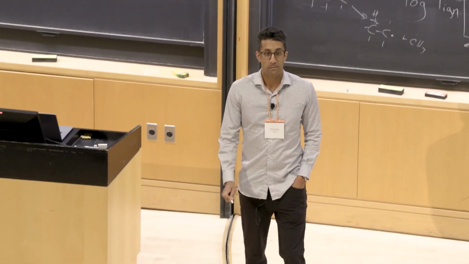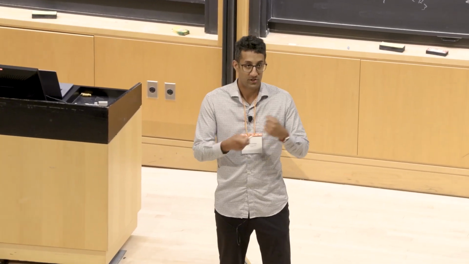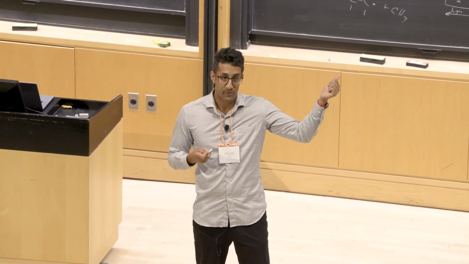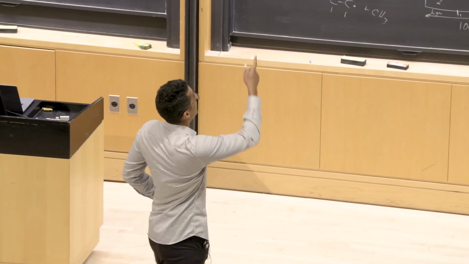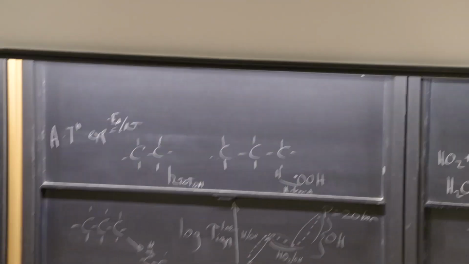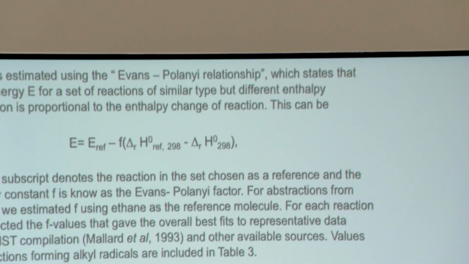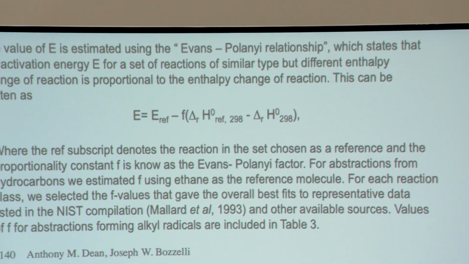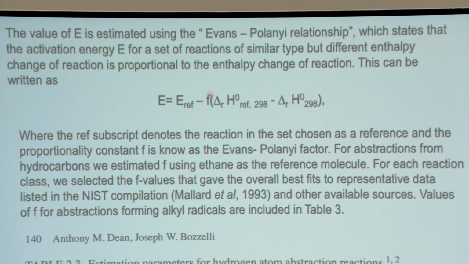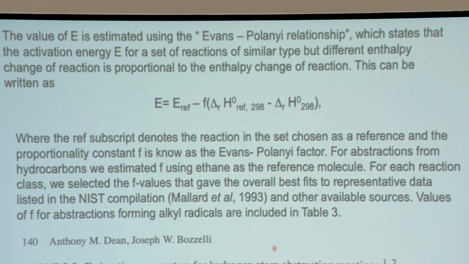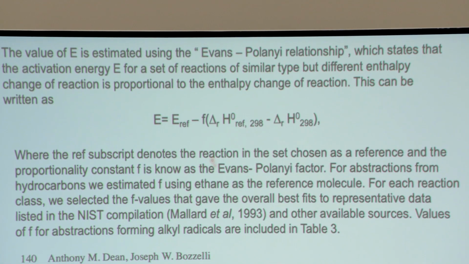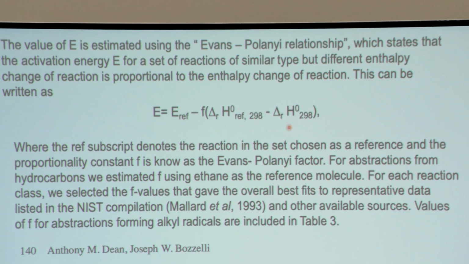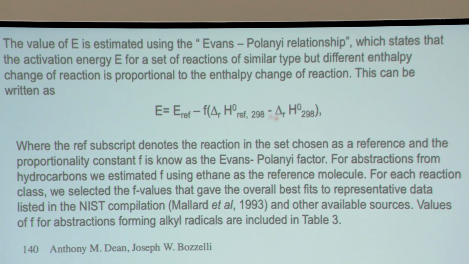And that's based on the bond dissociation energy, because different molecules have different bond dissociation energies. So the only thing that changes in your rate equation is the activation energy. And then they provide this equation. The activation energy for your new reaction is the activation energy for the reference reaction, the one that you know, plus or minus F, where F is some fitting factor, multiplied by the difference in heat of formation for the reference reaction and the new reaction.